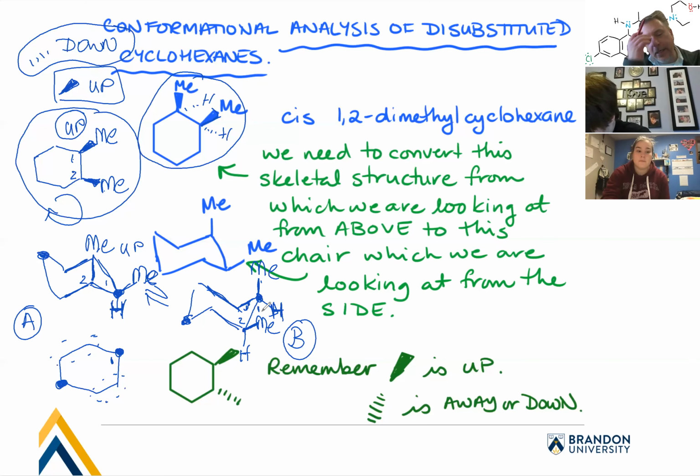So if I was to say to you, which of these two conformations is the most stable, and the only steric interaction that we need to worry about for these is 1,3-diaxial interactions, is one of these two conformations more stable than the other, or are they equal in energy?